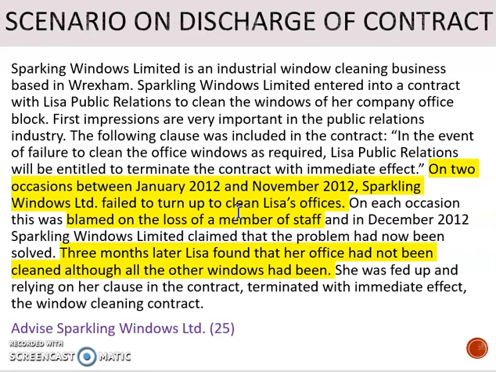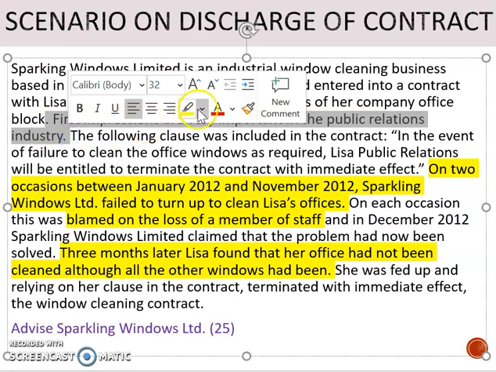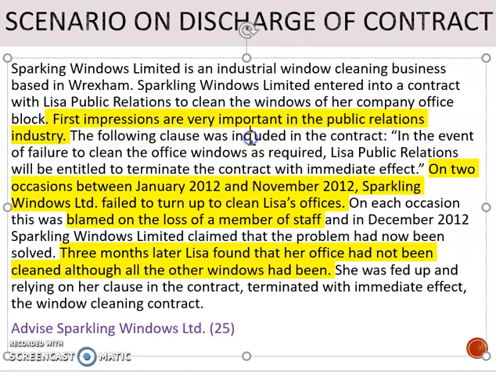Has there been breach of contract? Well, when we look at the scenario, it says that if it's not cleaned as required, that's going to end the contract. And you could say here that if they're cleaning the windows, and we know that it says here, first impressions are very important to the public relations industry. So the fact that they're not cleaning the windows as required seems that maybe there has been a breach of the contract.